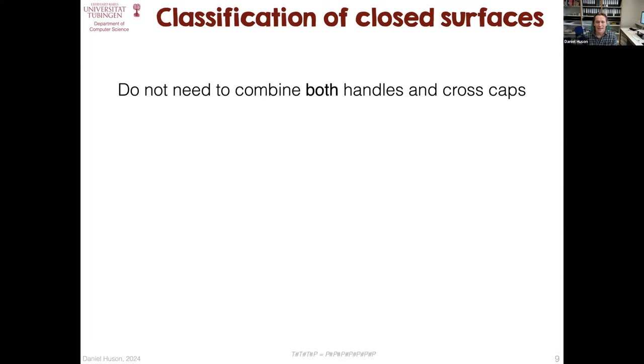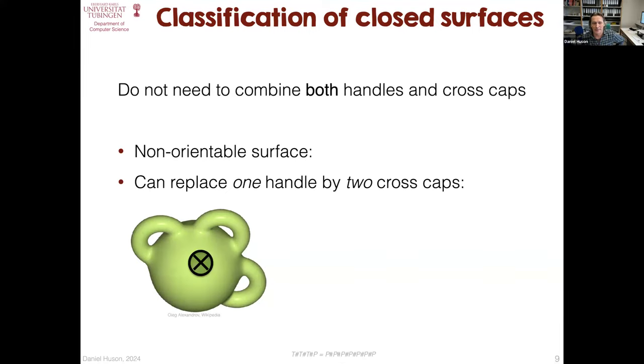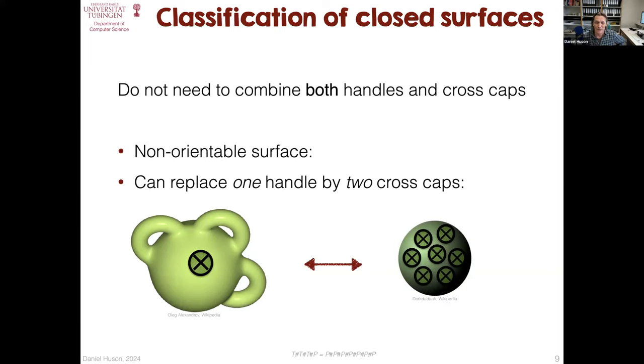Okay. You've noticed there was nothing that had both cross caps and handles, and that's because in a non-orientable surface, whenever you have a handle, you can replace it by two cross caps. So there's a kind of two-for-one deal. If you've got this surface on the left with a cross cap and three handles, that's the same as saying I've got a surface with seven cross caps.